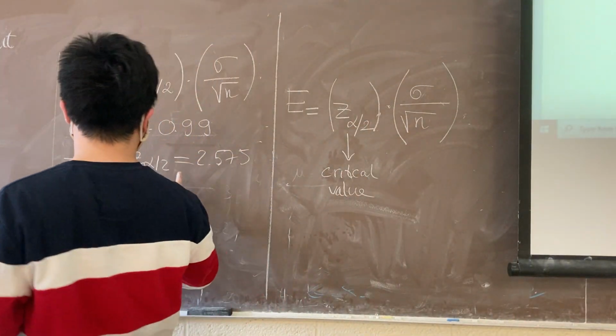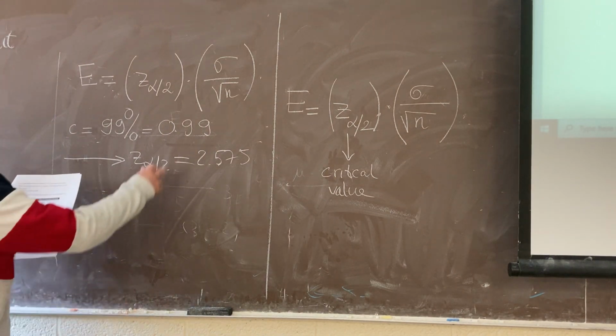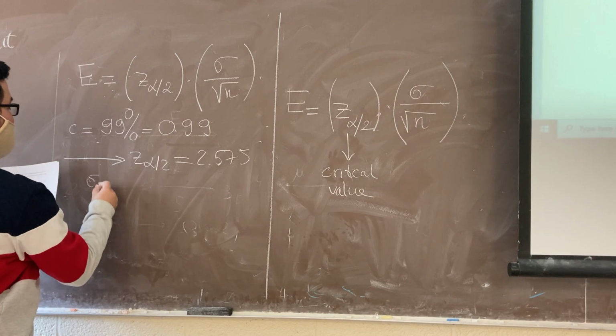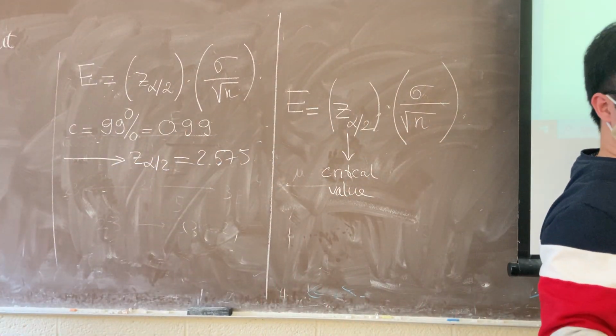Okay, we have the z alpha over 2, right? And now we have sigma here, which is 15.5, right?